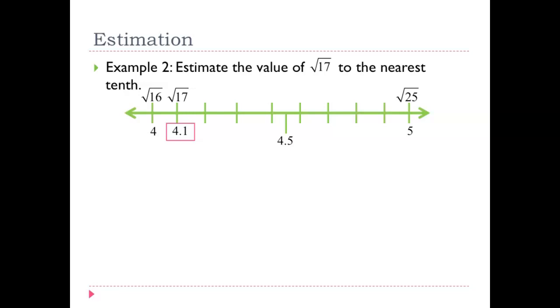So again, with problems like these where you're asked to estimate a value where it's the square root of something that is not a perfect square, you want to start with square roots of perfect squares and use that to help you estimate around where your value is going to be.